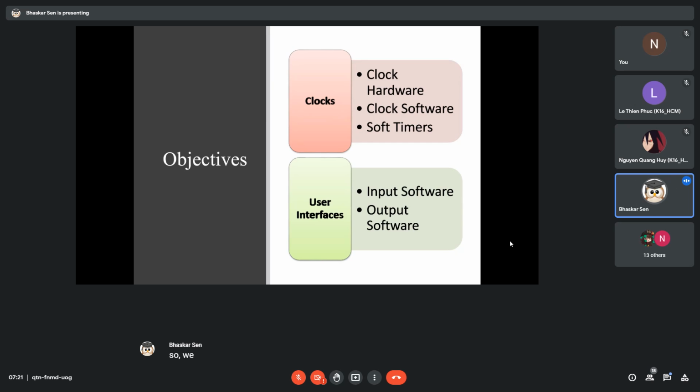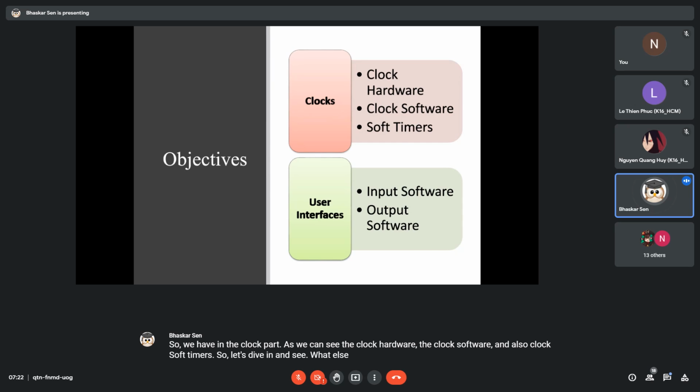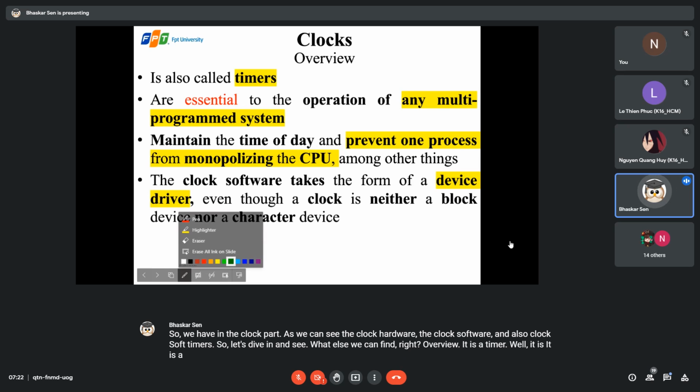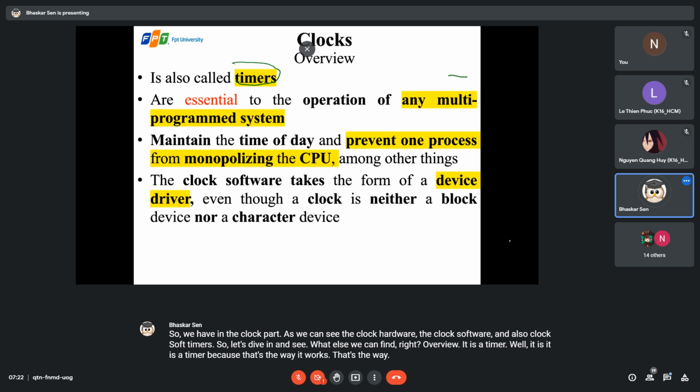So we have in the clock part, as we can see, the clock hardware, the clock software, and also clock soft timers. So let's dive in and see what else we can find right in there. Overview. It is a timer. Well, it is a timer because that's the way it works.